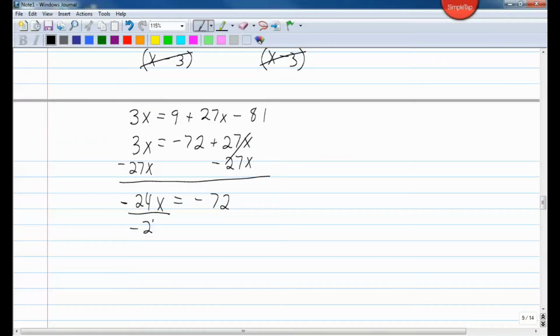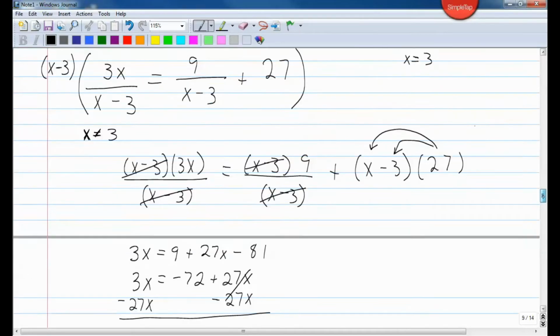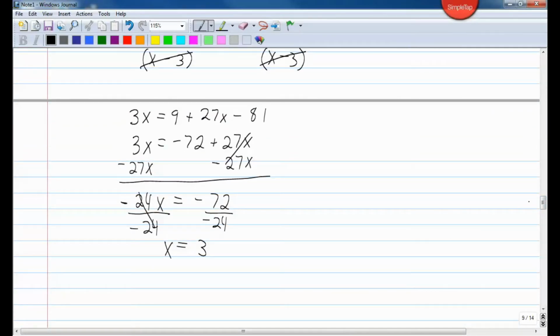To get x by itself, I divide both sides by negative 24. Alright, and so I get x equals, what's negative 72 divided by negative 24? Positive 3. But wait. At the very beginning of the problem, we figured out that x cannot be equal to a positive 3. Because if it is, then bad things happen. Okay? So that means that x is not equal to 3. Alright? The answer is no solution.